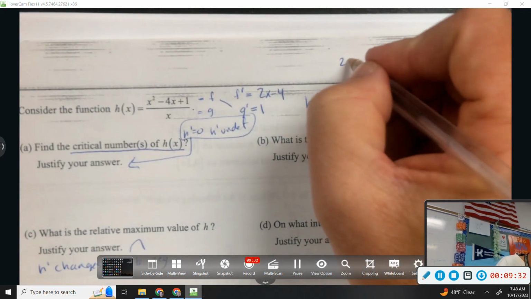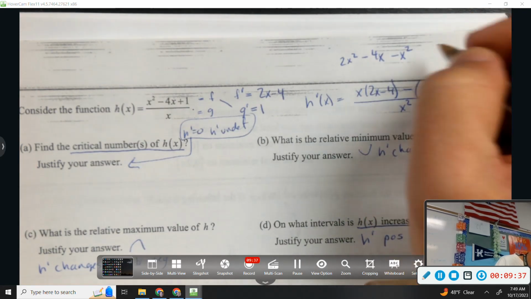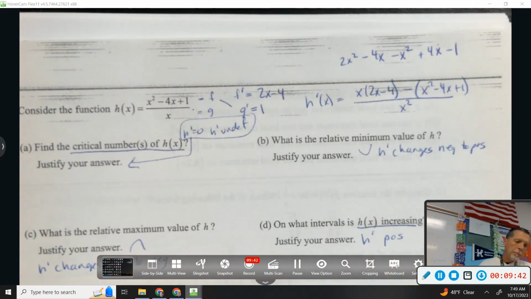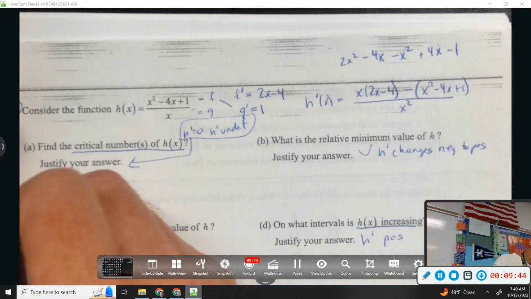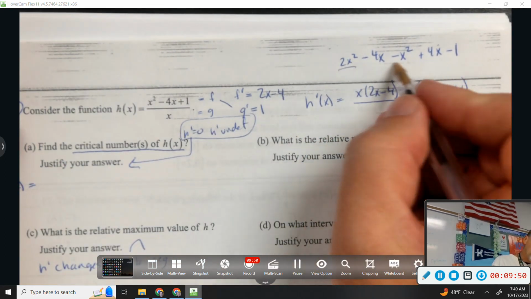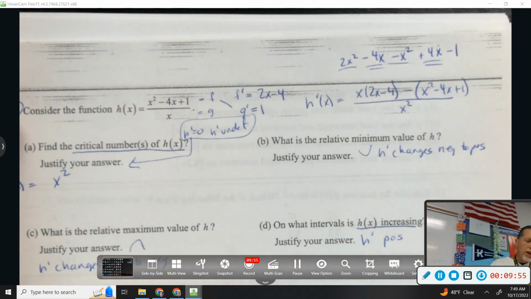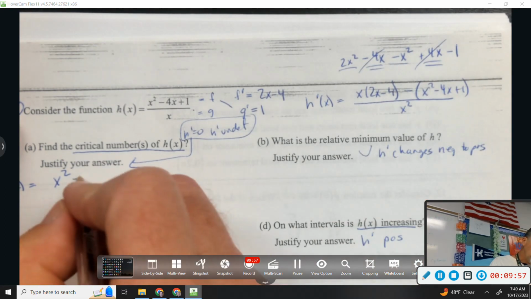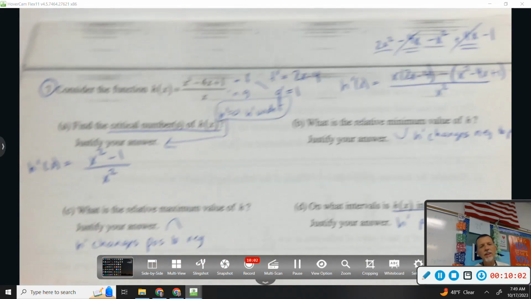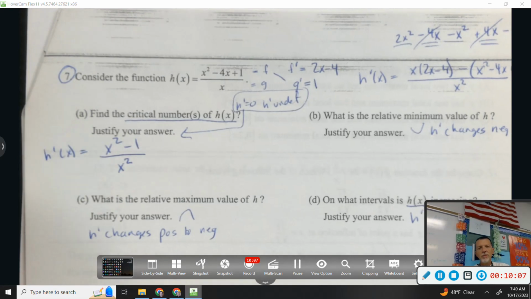Clean that up a little bit. 2x squared minus 4x minus x squared plus 4x minus 1 is the top. So 2x squared minus x squared is x squared. Negative 4x plus 4x goes away. And then minus 1, and then bottom x squared. So that was kind of an ugly original, but the derivative sort of rigged to be not so bad.